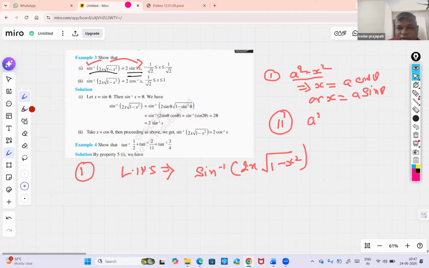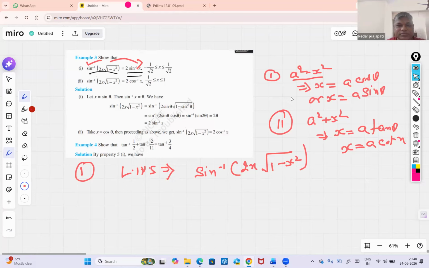And if it is a square plus x square, then substitute x equal to a tan theta, or x equal to a cot theta. We'll go with these two. There is one more; once the question comes, I'll teach you. So right now it is in which form? This is in a square minus x square form, where a equal to 1.